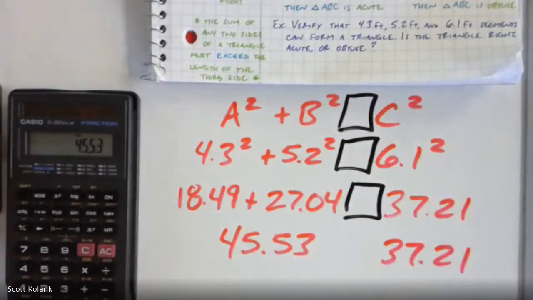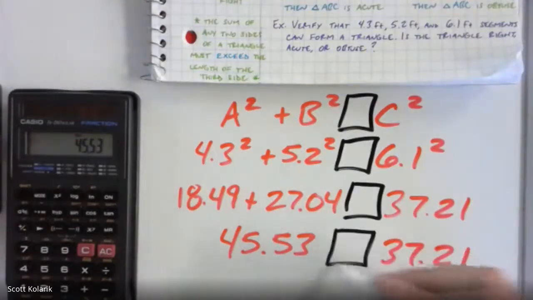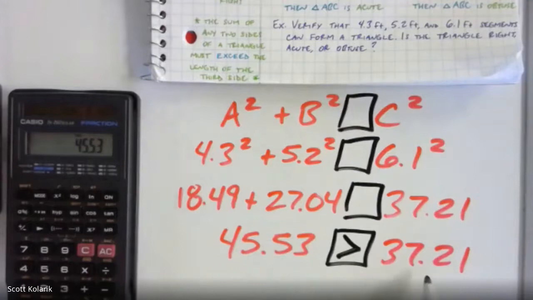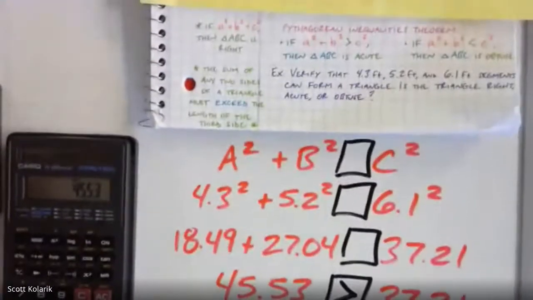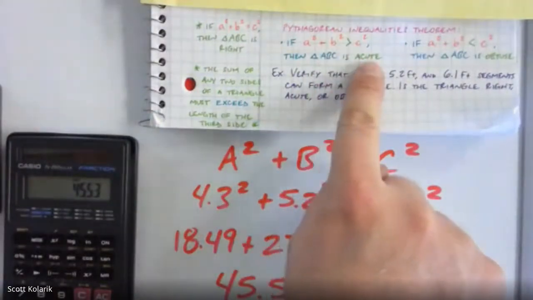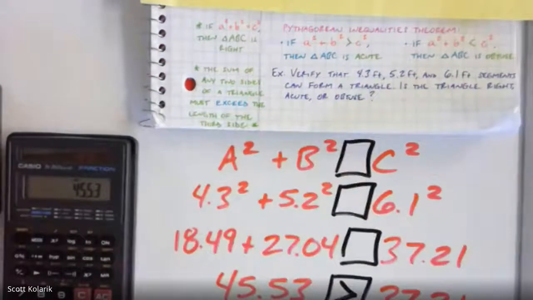My job here is now to compare these two numbers. They obviously don't equal each other. So right off the bat, this is not a right triangle. A squared plus B squared did not equal C squared. But furthermore, this A squared plus B squared ended up being bigger than the C squared. What does that mean? Looking back at our notes, just scrolling up a little bit here, if A squared plus B squared is bigger than C squared, that means I'm dealing with an acute triangle.